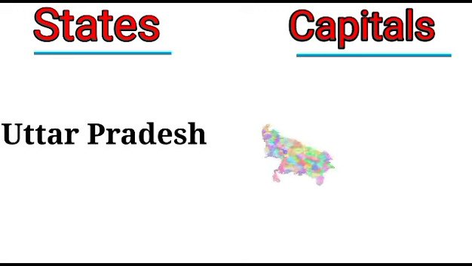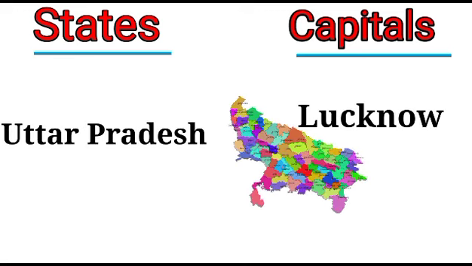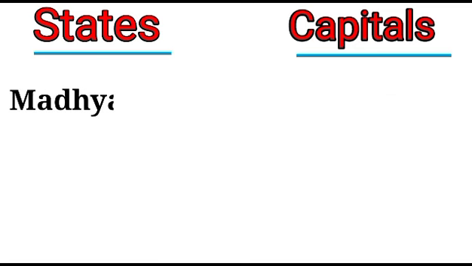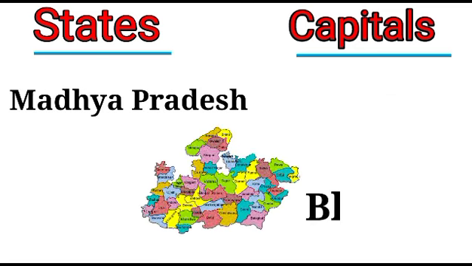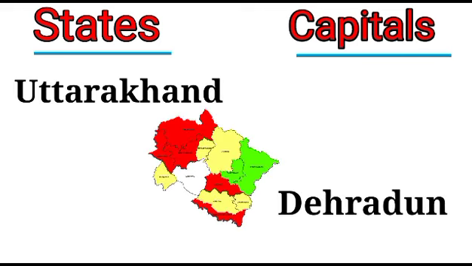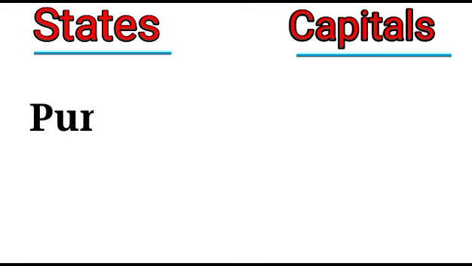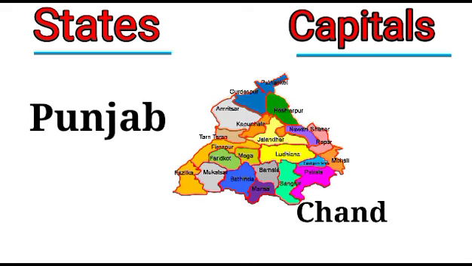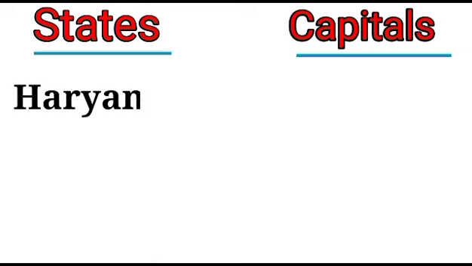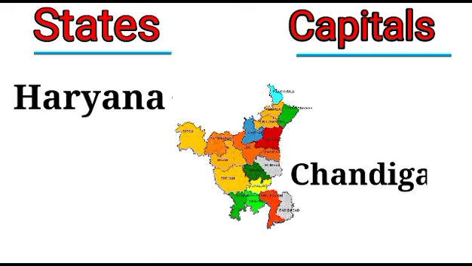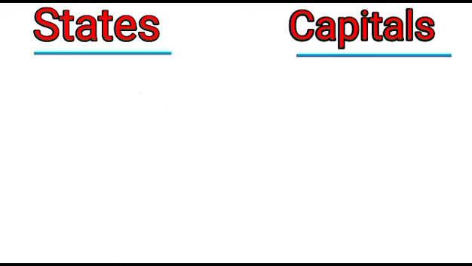State, Uttar Pradesh. Capital is Lucknow. State, Madhya Pradesh. Capital is Bhopal. State, Uttarakhand. Capital is Dehradun. State, Punjab. Capital is Chandigarh. State, Haryana. Capital is Chandigarh.